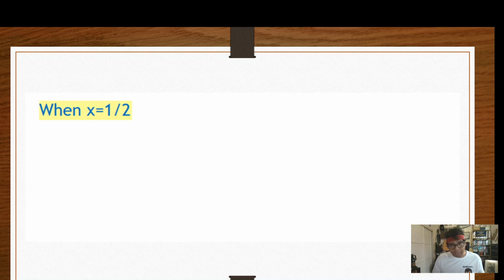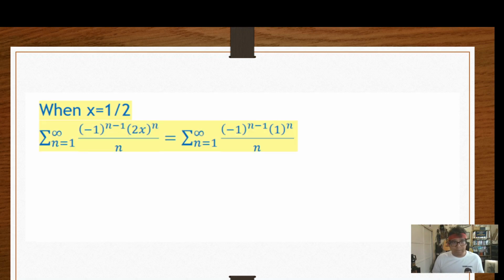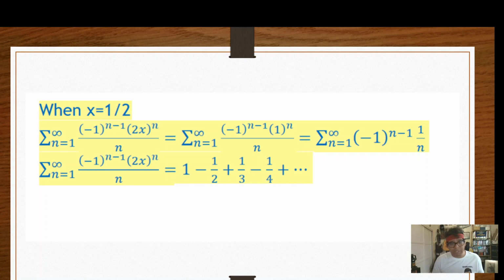Well, what happens when x equals 1/2? Again, you're going to substitute that again. Here, 1/2 times 2 is just 1, which is where this 1 comes from over here. And then this right here, simplified, it's an alternating harmonic series now, isn't it?